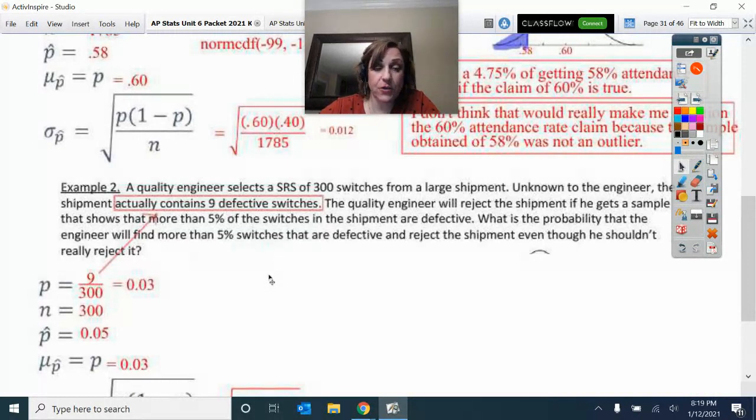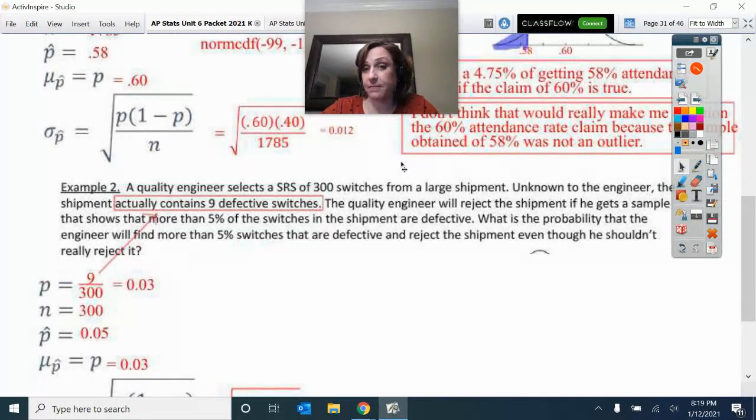So let's let you do this next one here. Here we go. A quality engineer is going to select a simple random sample of 300 items off of a large shipment. I can envision this happening. You are the quality control person, deciding whether you're going to accept this shipment or reject it and send it back. So you take a random sample of 300, and then you see what proportion of them are defective.